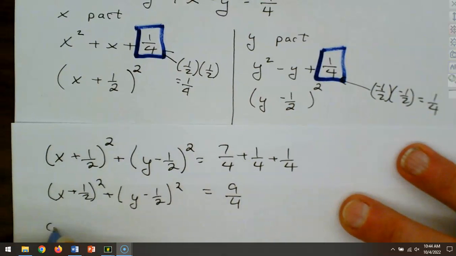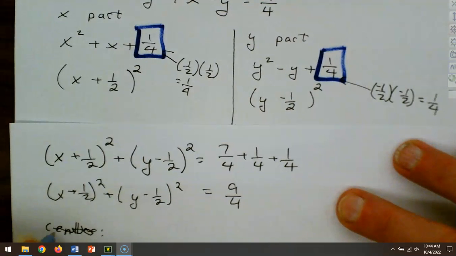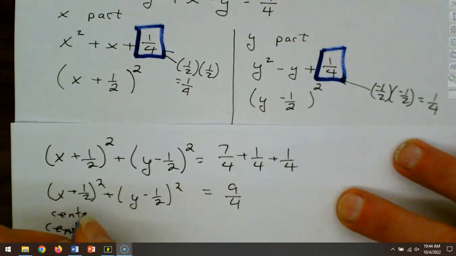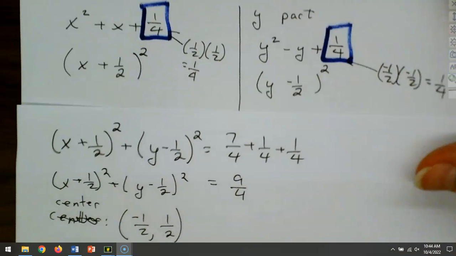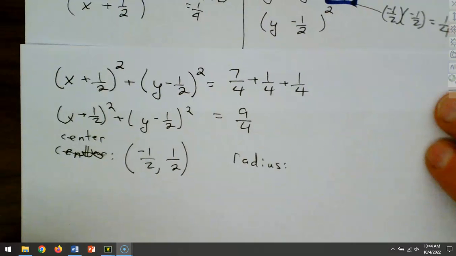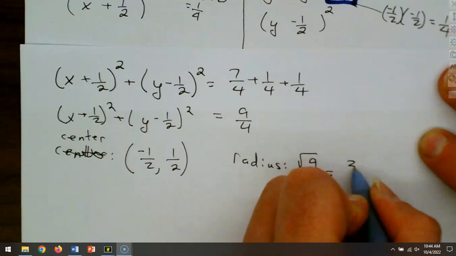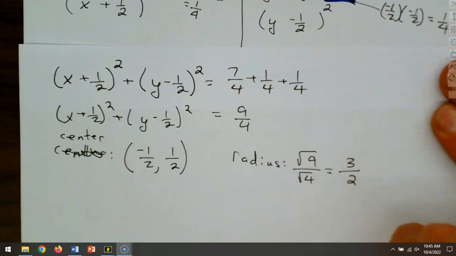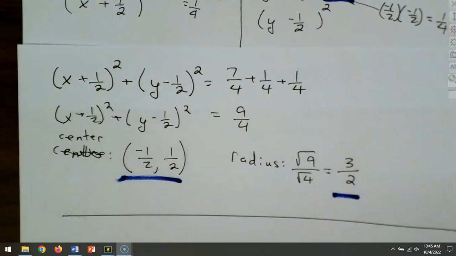Okay, what's my center going to be? Can anyone tell me what the center will be? Okay. Center will be a negative 1/2, positive 1/2, right? Okay, what about the radius? Yep. Radius is going to be 3/2 because that's the square root of 9 over the square root of 4, and that's a 3/2. So now you have your center, and you've got your radius.